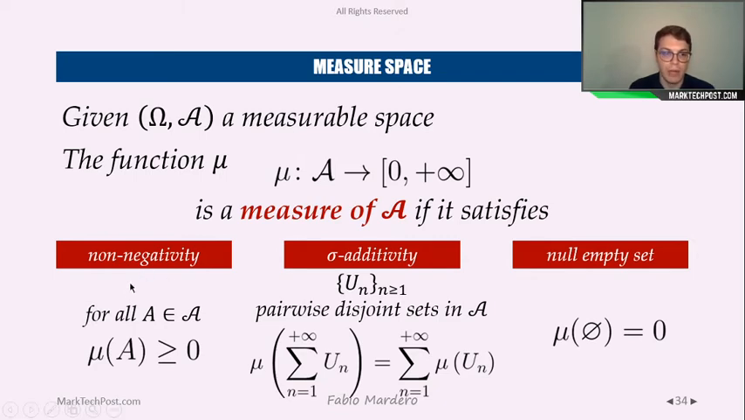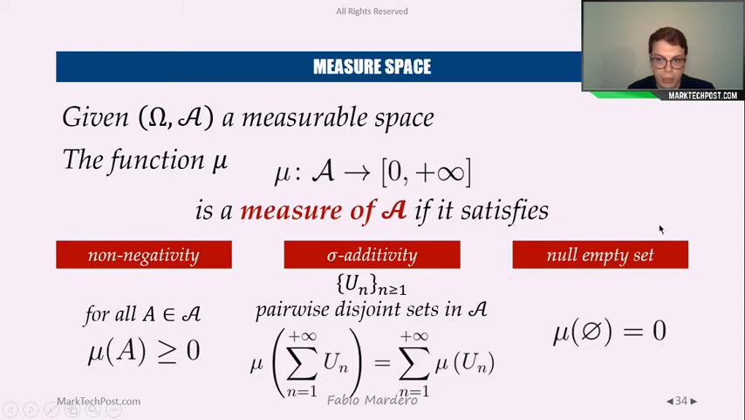Let's start from the left. The non-negativity property. This means, of course, that whatever the set A is, the measure of A should be greater or equal than 0. That's in the definition.